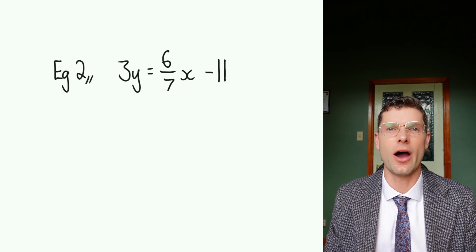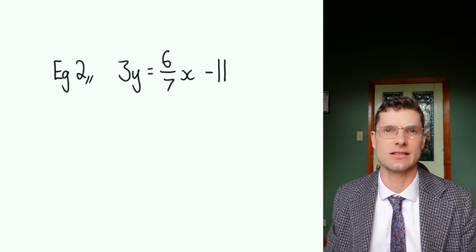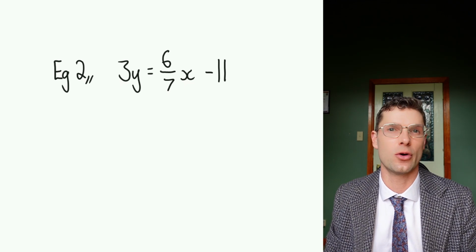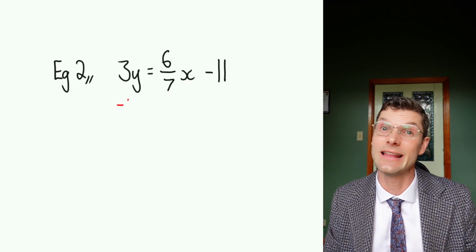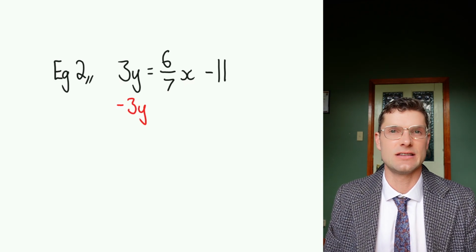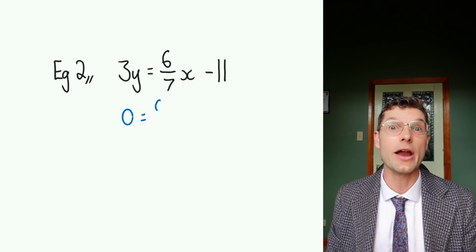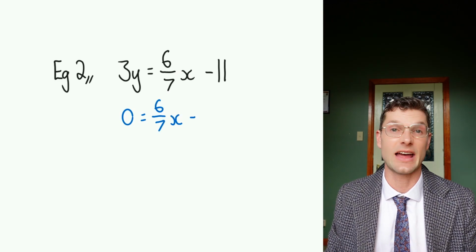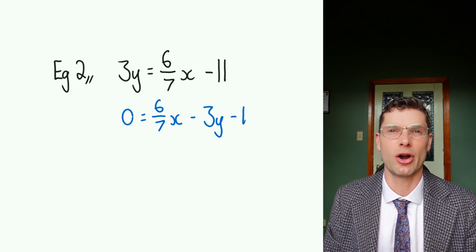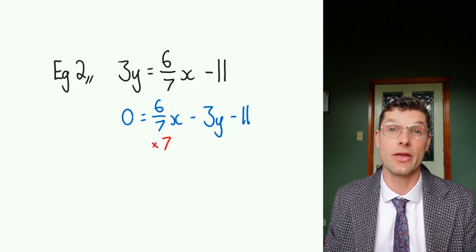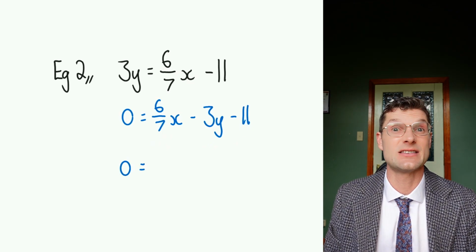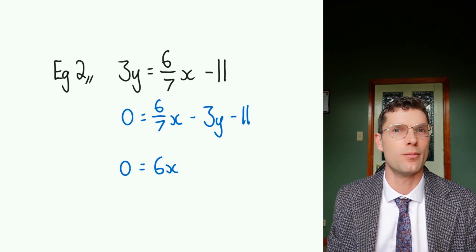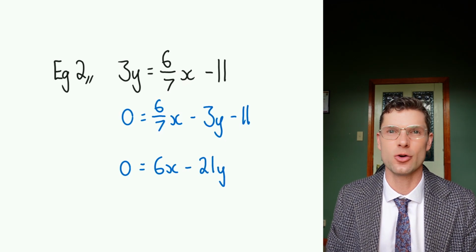So for this, I've got 3y is equal to 6/7x minus 11. Because the x is already positive, I'm going to move the 3y over to the right, leaving 0 on the left. This means I've got 0 is equal to 6/7x minus 3y minus 11. That's my first step. Now, like our first pro tip said, I'm going to multiply everything by the denominator of the fraction, timesing everything by 7. This leaves me with 6x minus 21y minus 77, and that's all equal to 0.